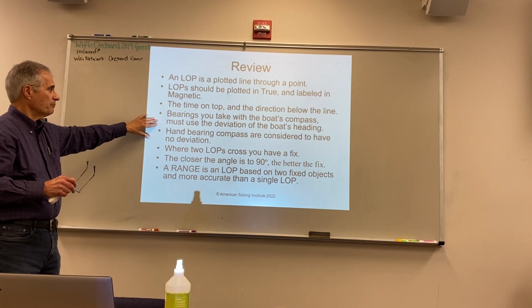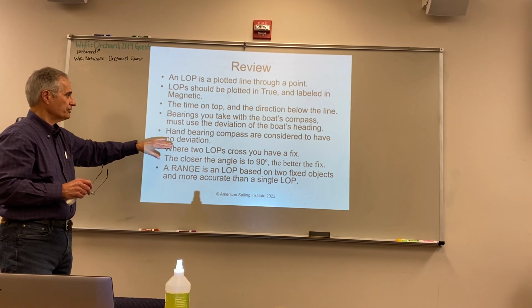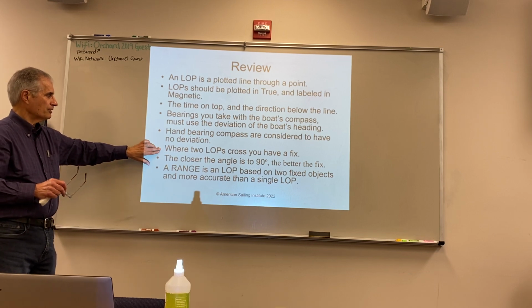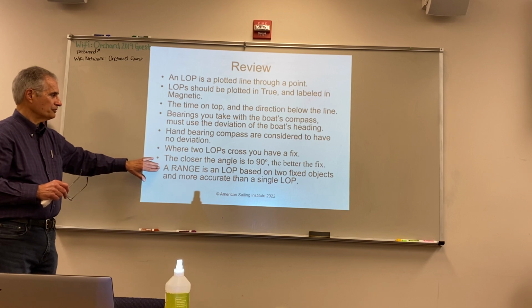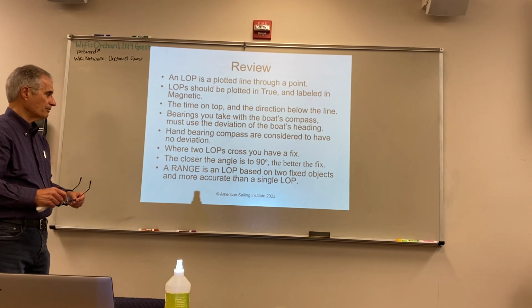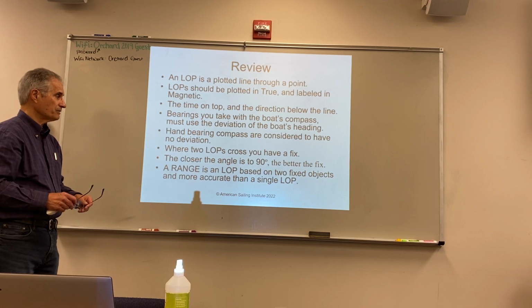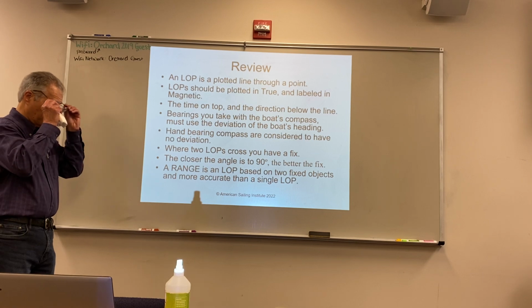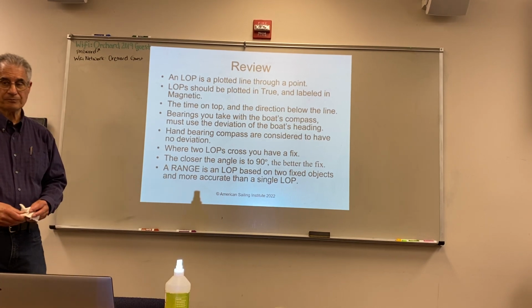All right. Bearings, if you take it from the boat's compass, you have to take into account deviation. If you use a hand bearing compass, you don't. Where two lines of position cross, you have a fix. Closer the angle is to 90 degrees, the better. And a range is a line of position based on two fixed objects that are in line. Okay? And they're more accurate than a single line of position.